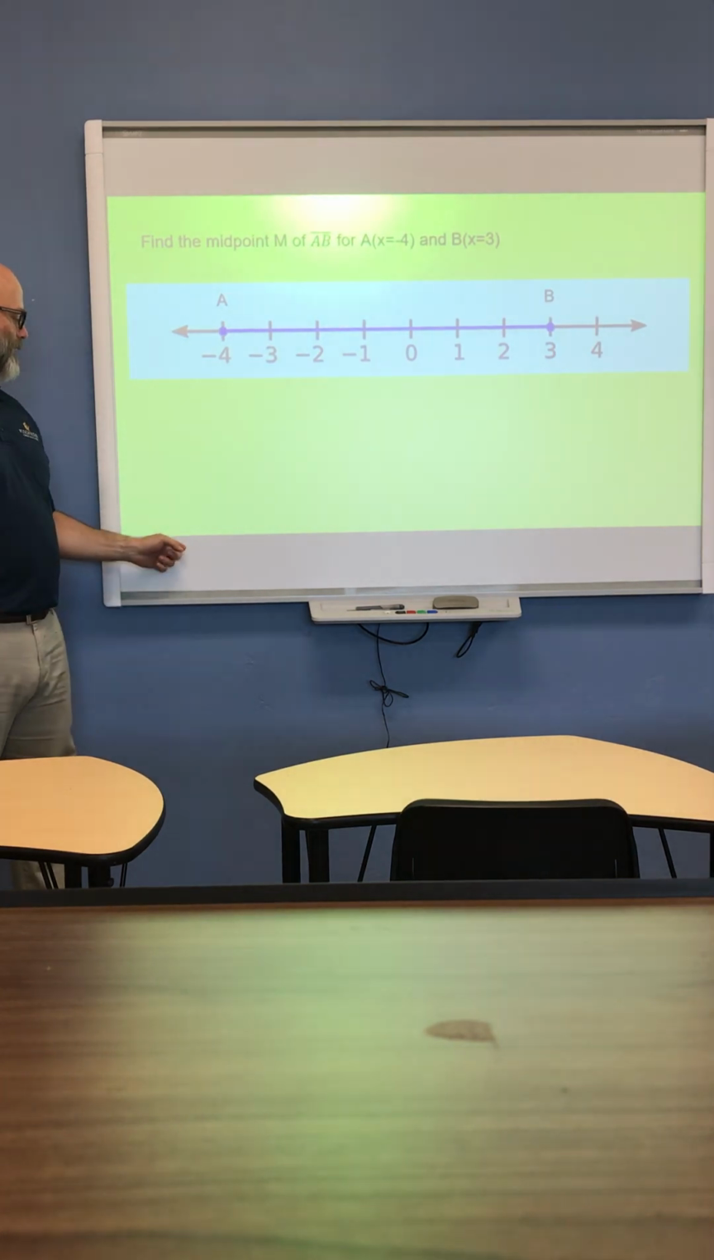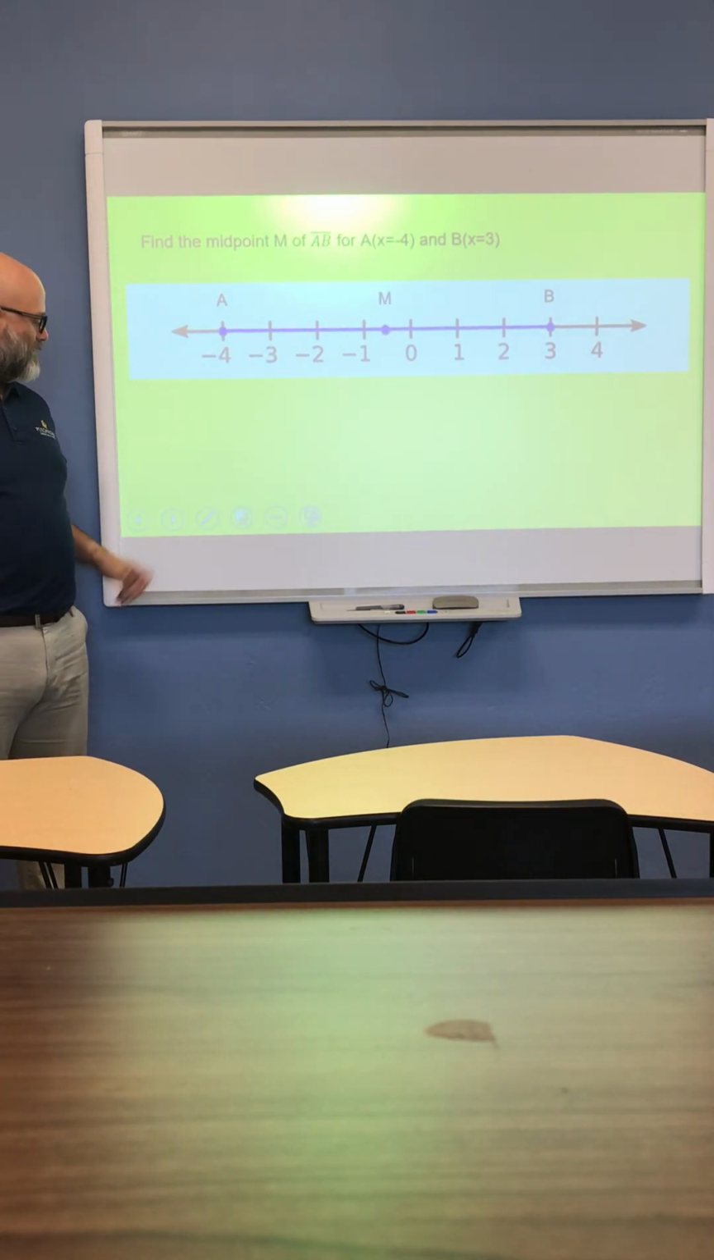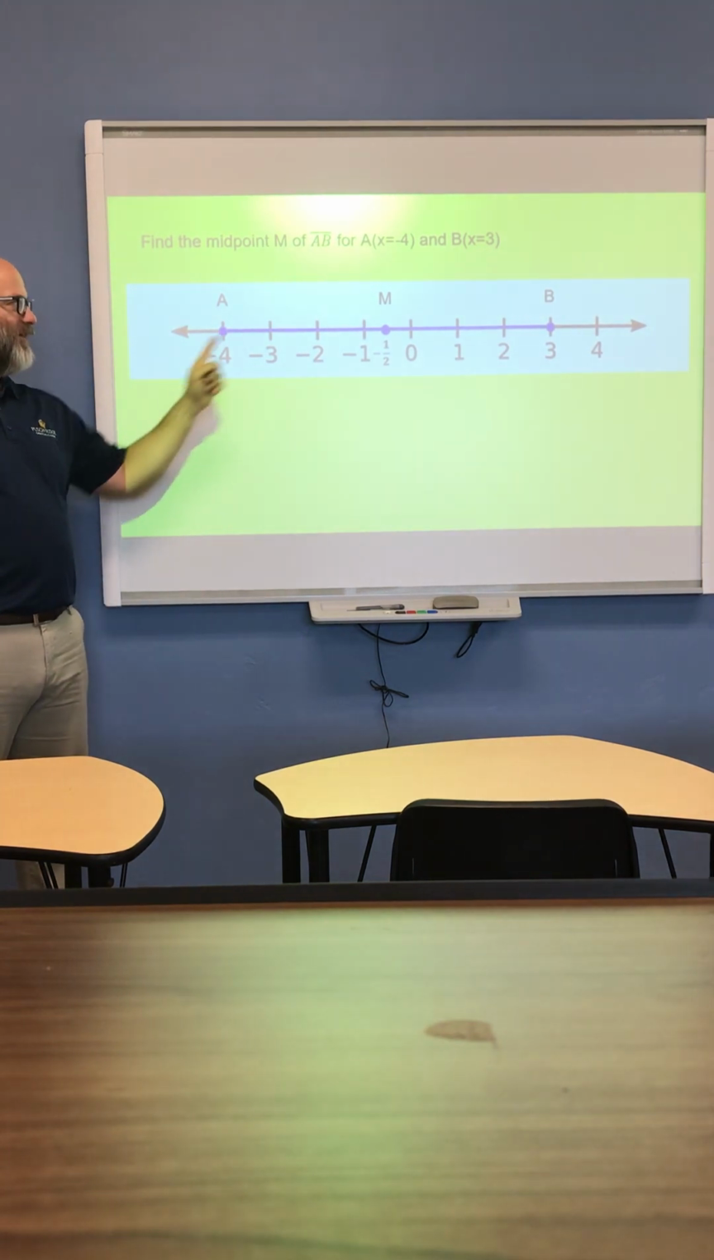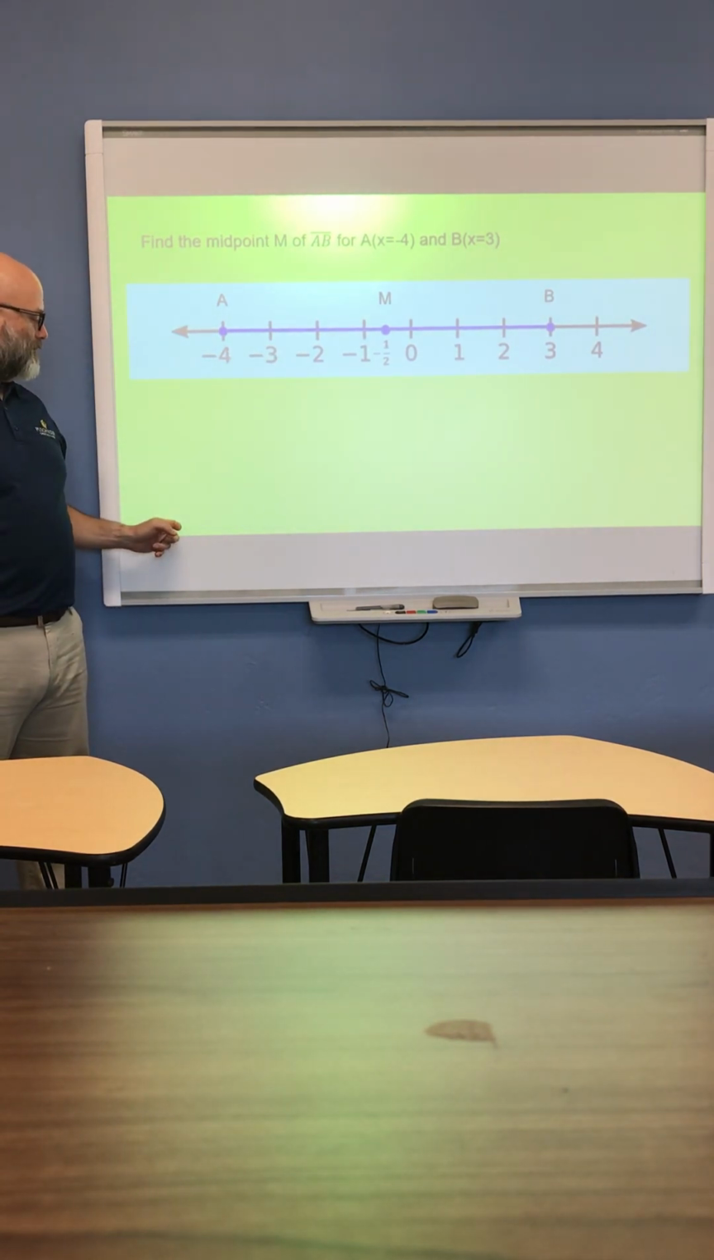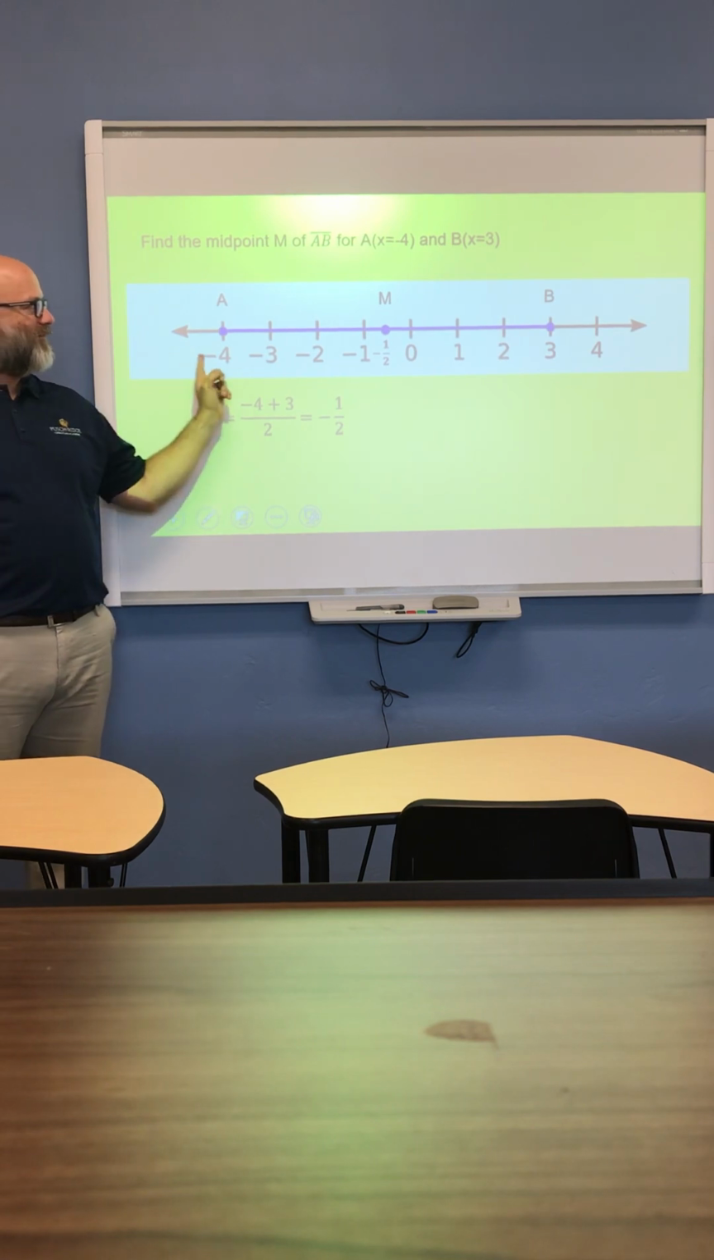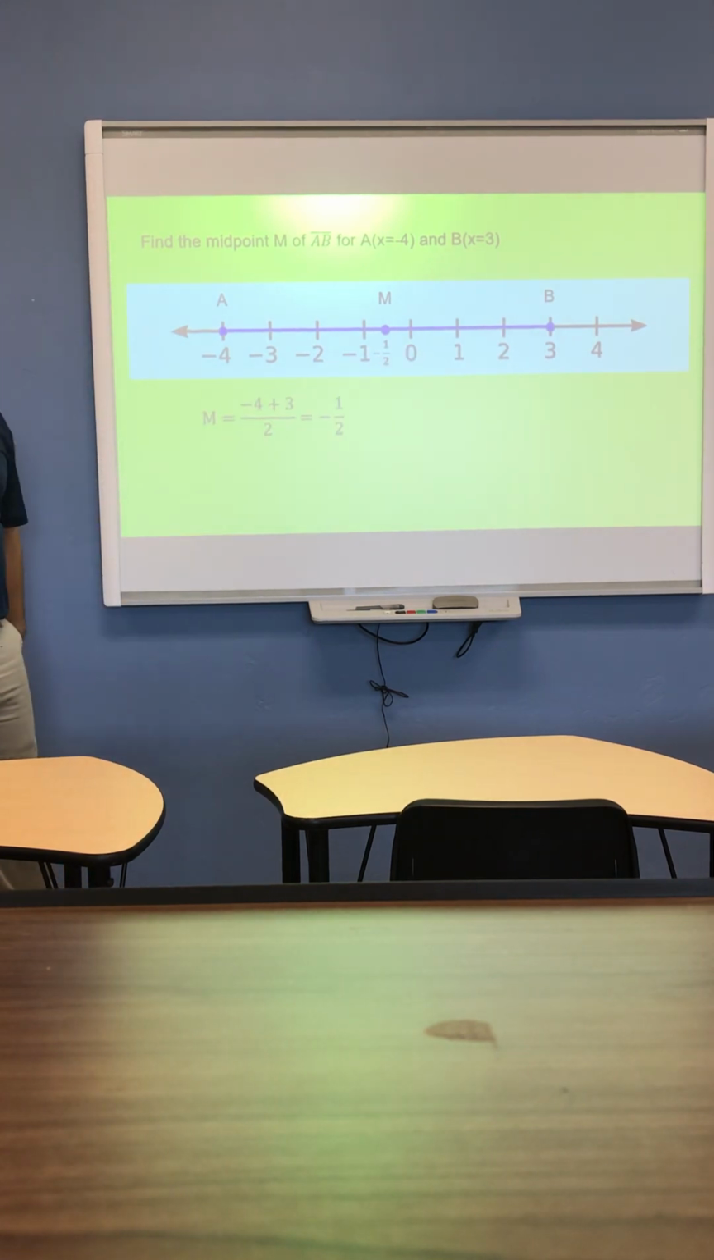Thank you. So what are we going to do? How do we get -1/2? -4 plus 3 divided by 2, which is -1/2.